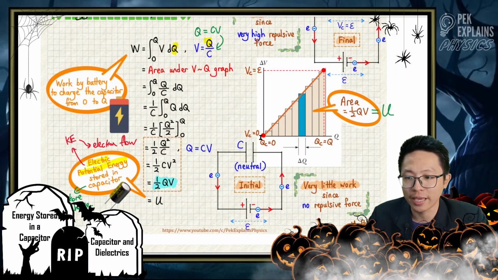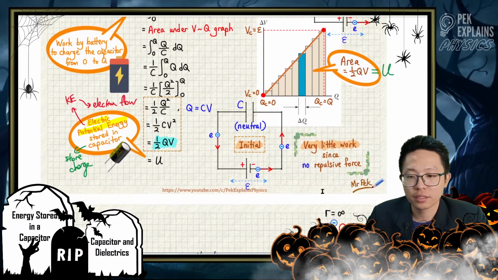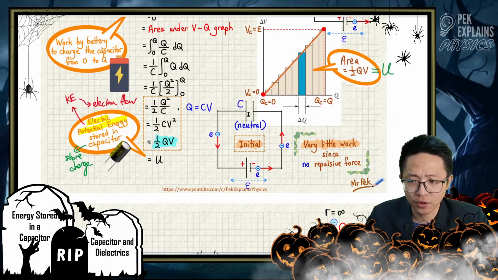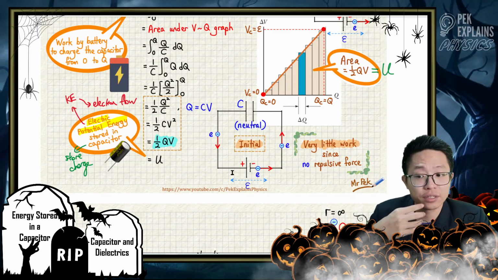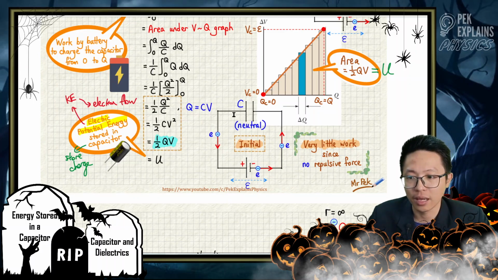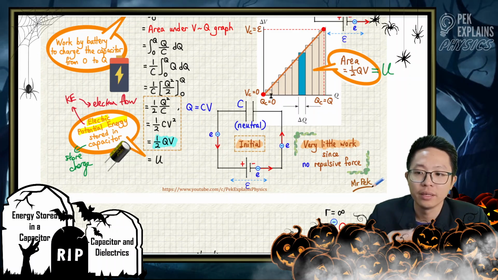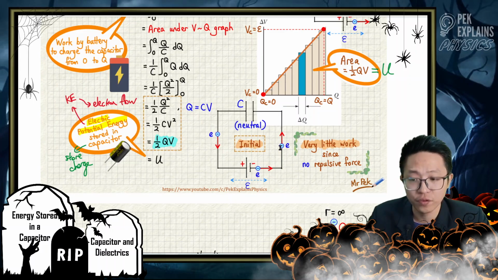That's why you see the graph is at 0. Very little work, since there is no repulsive force because it's neutral. The negative plate is not negative yet. There's no charge there yet. So the first electron to go there is very easy because it encounters no repulsive force. Actually, no work done at all. Zero work done. That's why the area under the graph is 0 for the first electron to go there. Very little work.